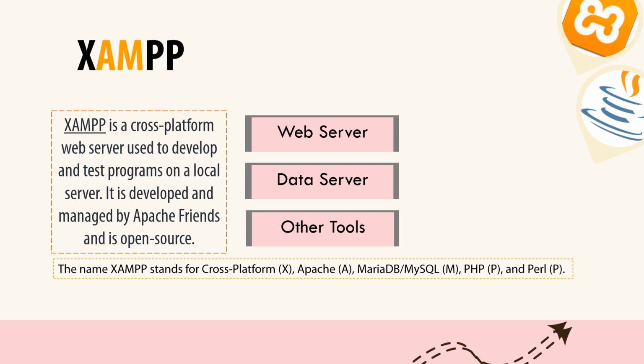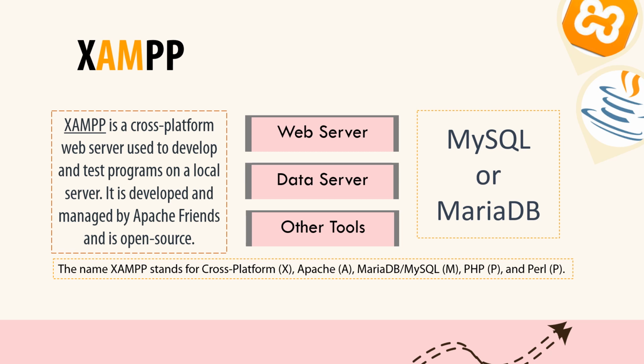With XAMPP, developers can create and test web applications without the need for a remote web server or hosting provider. It includes Apache, which is web server software used to serve web pages over the internet. It also includes MySQL or MariaDB, which are open source relational database management systems used for storing and retrieving data.